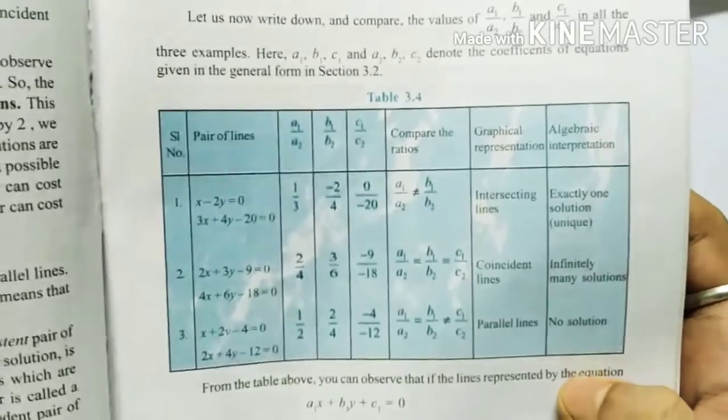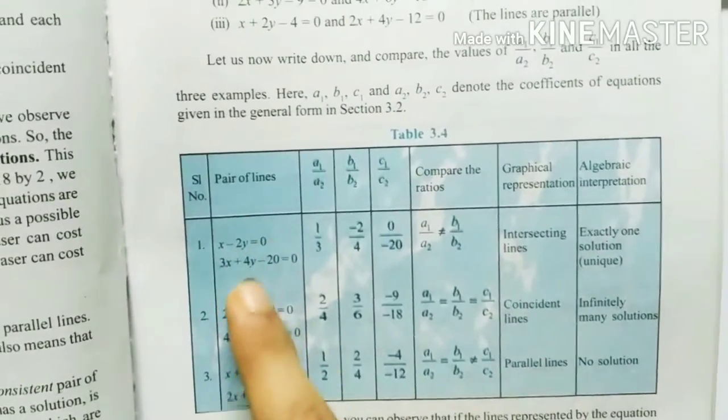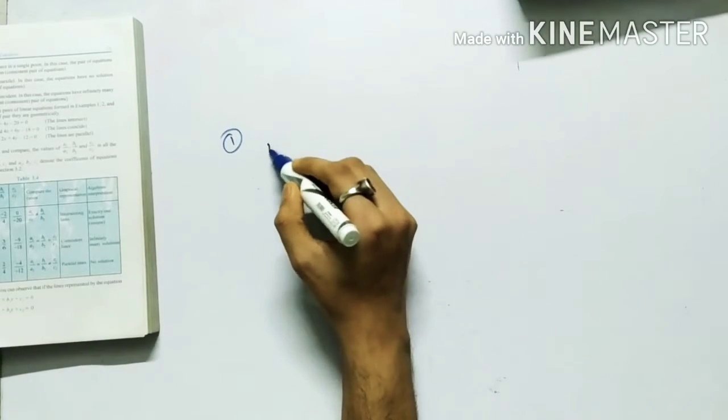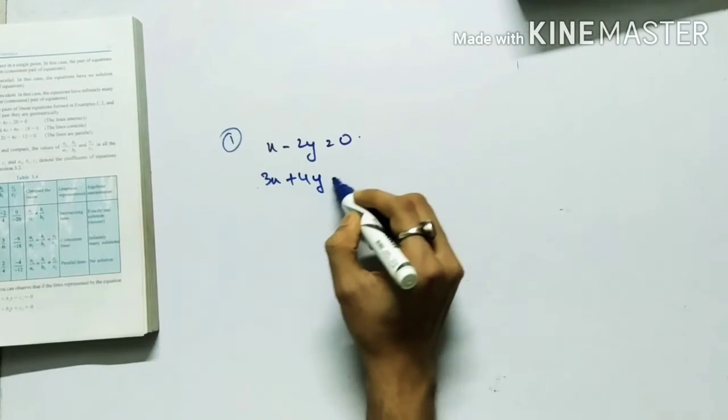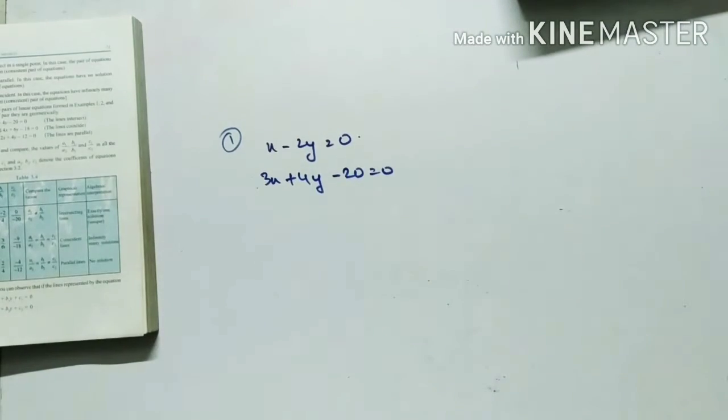Understand? Now looking at these equations, how will you know that their lines will intersect, coincide, or be parallel? So these two are a pair of lines. Now, if I do a1 by a2, you see in here, the first one is x minus 2y is equal to 0.